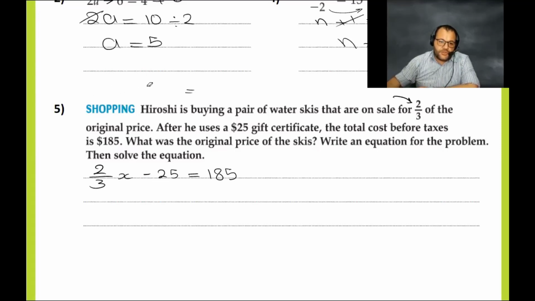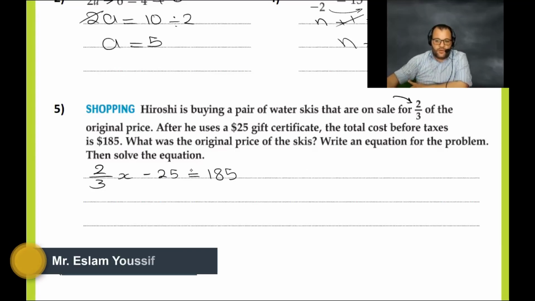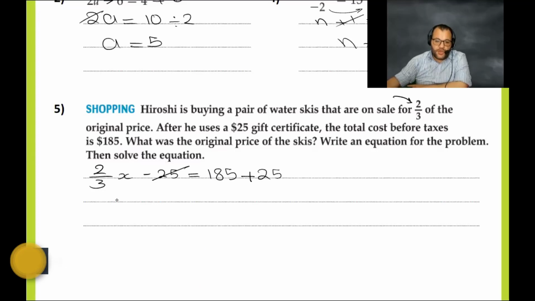So now we wrote the equation. Now we need to solve the equation the normal way. 2/3x equals 185 plus 25, plus 25 because that was minus. So 2/3x equals 210. Multiply by 3 over 2.